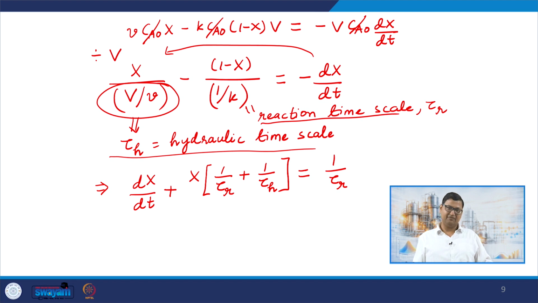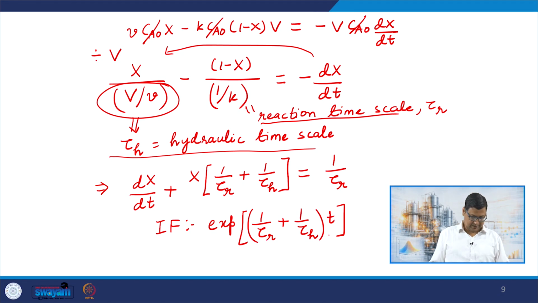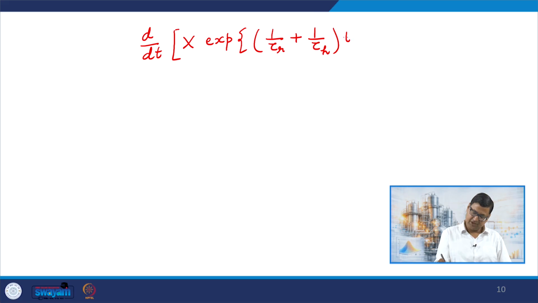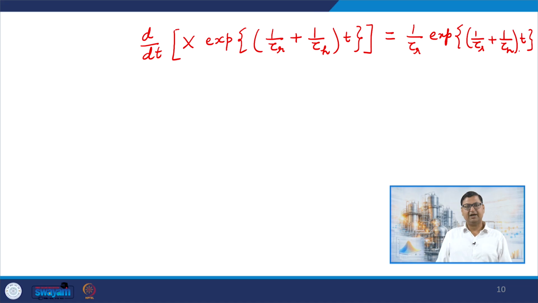So we will have an integrating factor, and that is exponential of (1/tau_r plus 1/tau_h) times t. If I plug that in there, what I will get is d/dt of x times my integrating factor, that is exponential of (1/tau_r plus 1/tau_h) times t, and this also gets multiplied on the right hand side. So we have 1/tau_r exponential of (1/tau_r plus 1/tau_h) times t, and now we can integrate this.